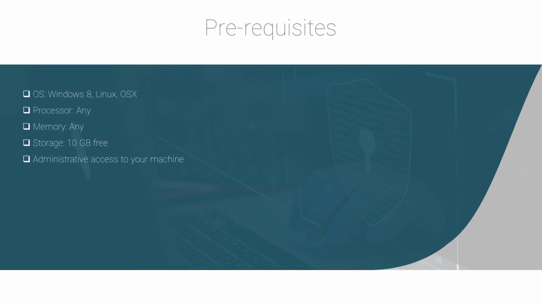So some of the prerequisites that you're going to need are either a Windows computer, I recommend Windows 8, 8.1, or 10, a Linux computer, or an OS X machine. Processor, you can pretty much run it on any processor. Memory, there's really no requirement. You do want to make sure you have at least 10 gigabytes of space free on your computer, and you need administrative access to your machine in order to install some of the software.